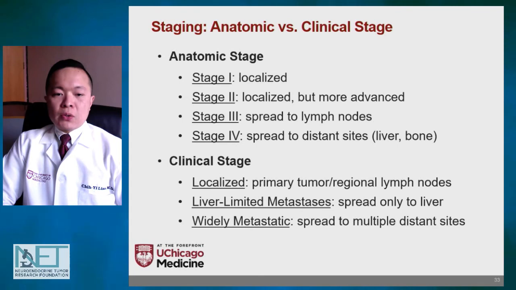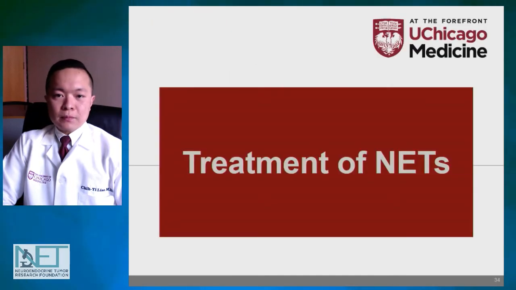And so sometimes we use clinical staging, which gives us a better sense of how we would approach that specific patient. So patients with localized clinical stage are patients whose tumors are confined to the primary tumor and to the regional lymph nodes. Patients who have liver-limited metastases are patients whose tumors have only spread to the liver, which could potentially make them a candidate for treatments that are directed towards the liver. And then we have patients who have widely metastatic disease. In other words, their cancer is spread to multiple distant sites across the body.